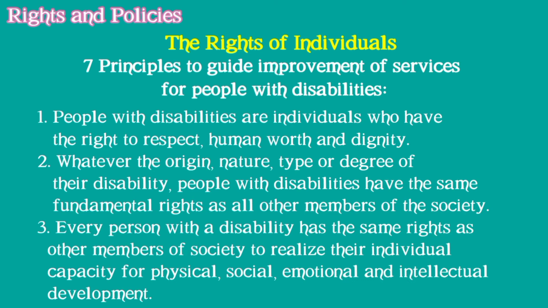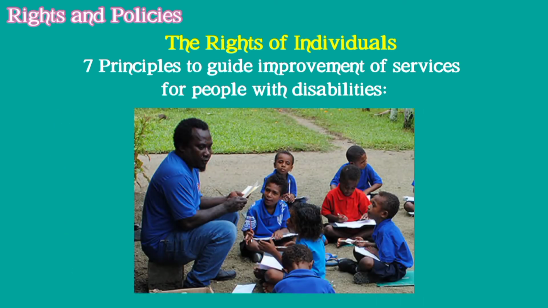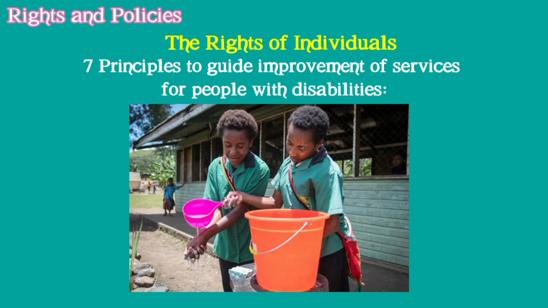Number 3, every person with a disability has the same rights as other members of society to realize their individual capacity for physical, social, emotional, and intellectual development. Children with disabilities have the same right to take risks, make mistakes, have restriction and protection gradually removed, and to participate fully in community activities as other children. Overprotection restricts opportunities, increases dependence, and keeps alive the attitude that they would be in danger if allowed to face the challenges of life.